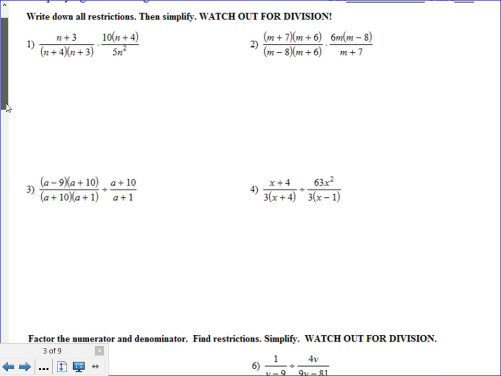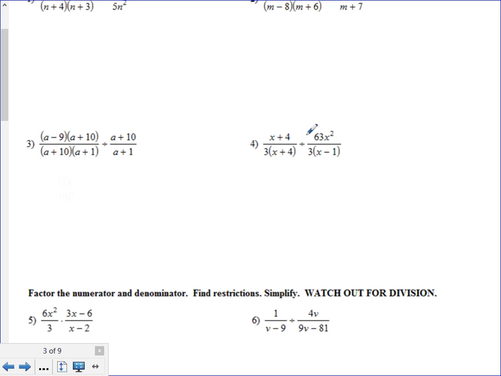All right, be seated, settled, ready to roll in 5, 4, 3, 2, 1. Look at number 4. Let's do number 4. And first, I'm going to check to see if there's any division. Do you see any? Yes, so what's our first step here? Change to multiplication. Okay. X plus 4 times 3 over 3 times x plus 4. And my new denominator is 63x squared. My new numerator, 3 times x minus 1.